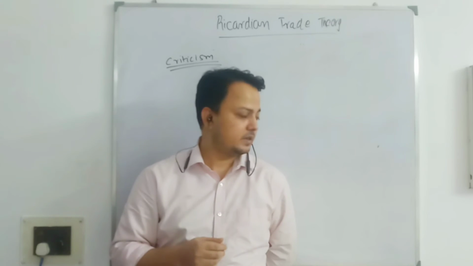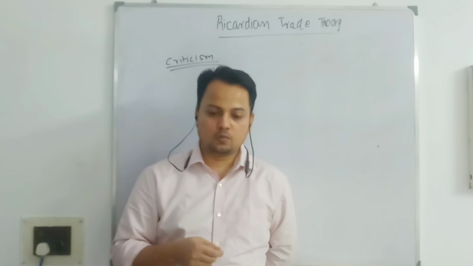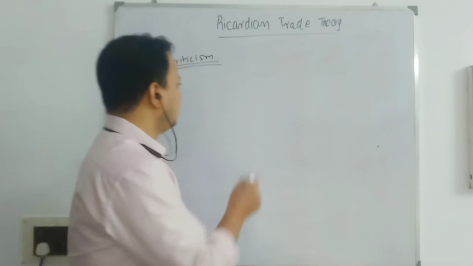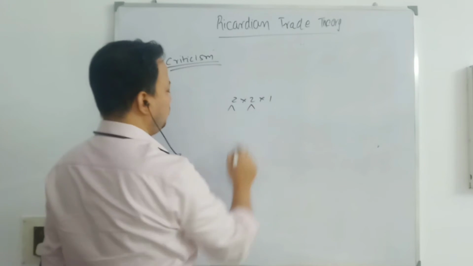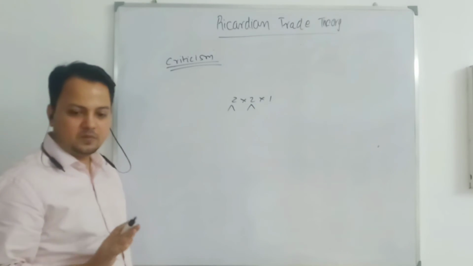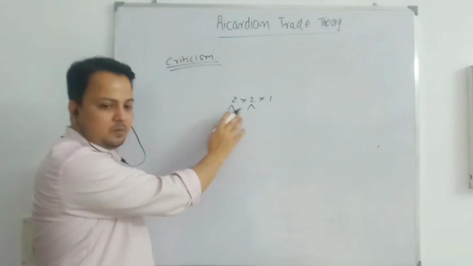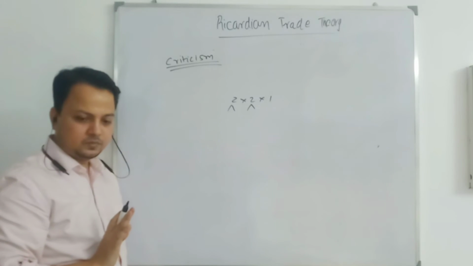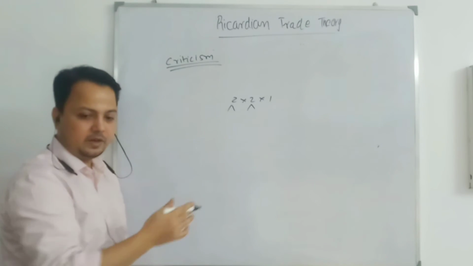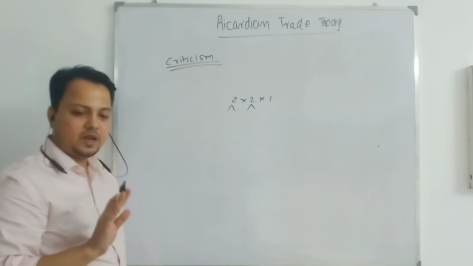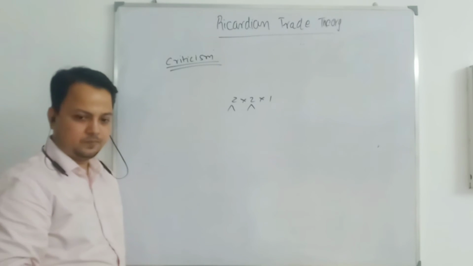Next, we have taken a 2 by 2 by 1 model: two countries producing two goods. But in reality, we know there are more than two countries and more than two goods. Whether this theory holds for n countries and n goods, that is the case where we have to do empirical studies.